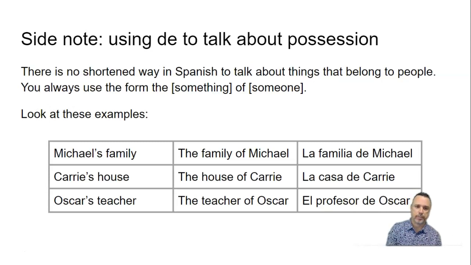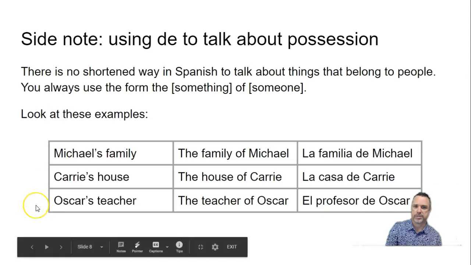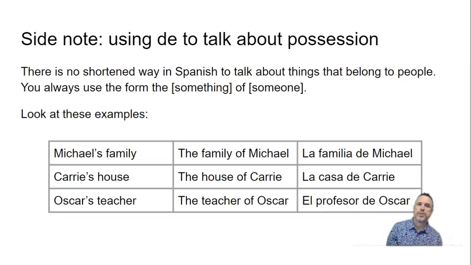Right, another example on the second line here, you've got Carrie's house. So again in English, we just use the apostrophe S. What does Carrie's house mean? Well, it means the house of Carrie, which in Spanish is literally what you say, la casa de Carrie. Last example on the third line, Oscar's teacher. What does it mean? That means the teacher of Oscar, el profesor de Oscar. That's the way you have to do it in Spanish.